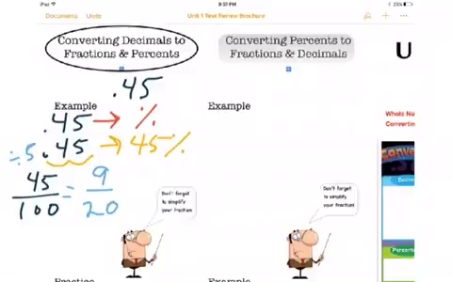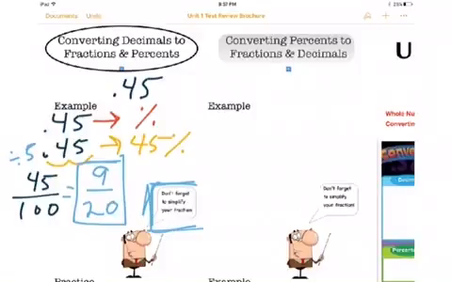So I've simplified to 9/20ths, and I'm going to consider again, can 9/20ths be simplified? If I think about the factors of 9, I get 1, 3, and 9. We can't simplify using a 1. And the number 3 and the number 9 don't go into 20. So it looks like 9/20ths is the simplified fraction of 45 hundredths. So we just put 45 over 100 and then we simplify. Don't forget to simplify your fraction.